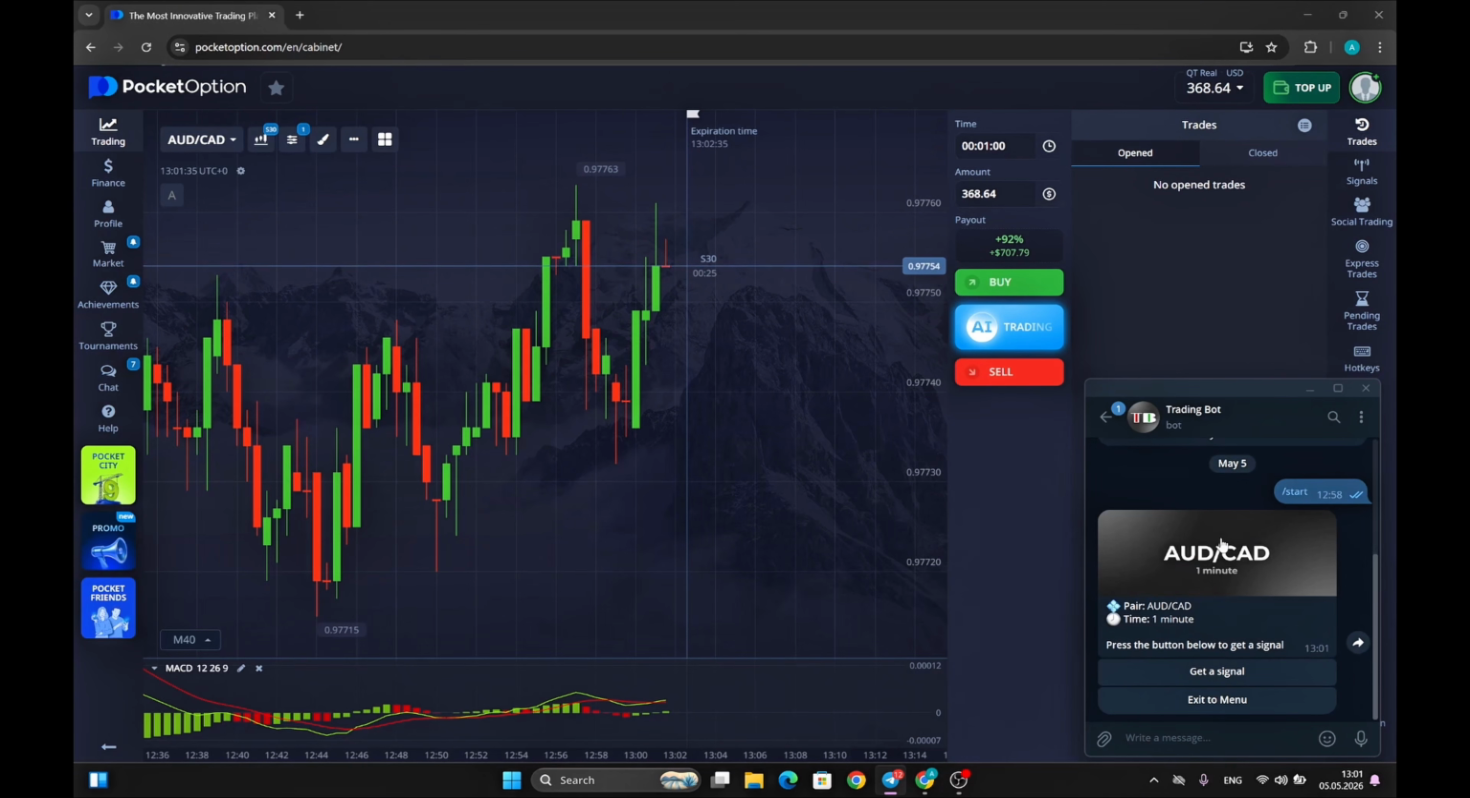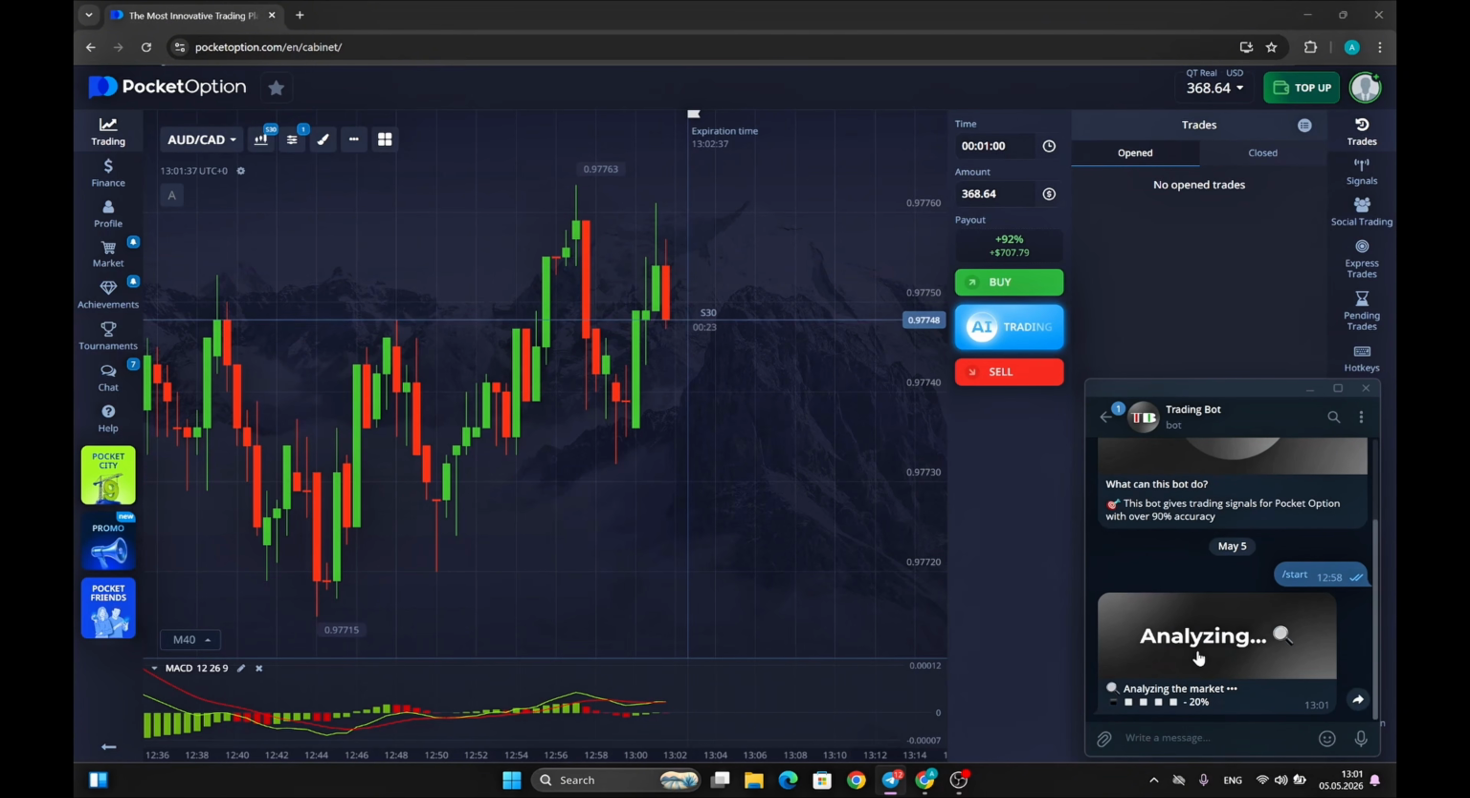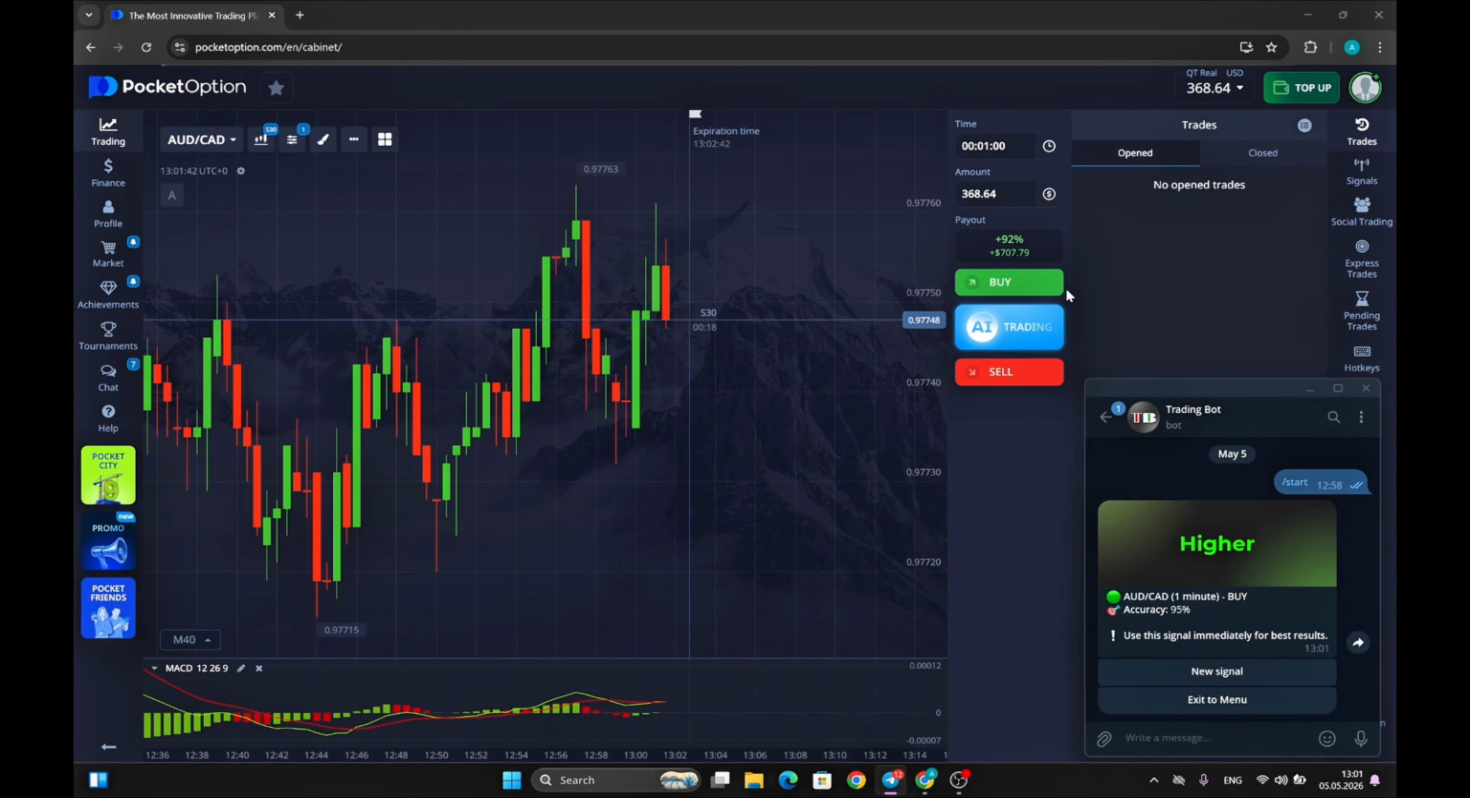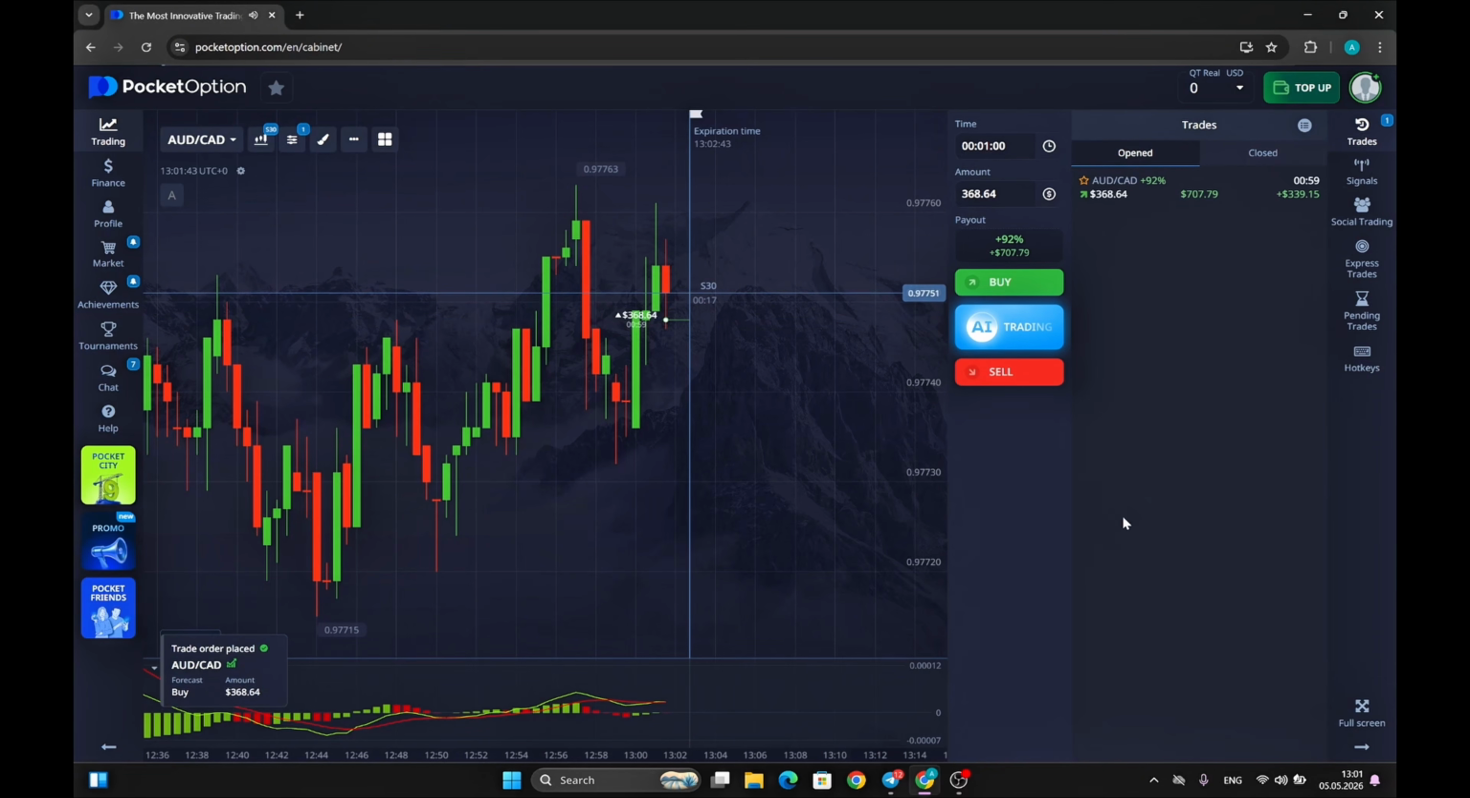However, markets change over time, and strategies that worked in the past may need adjustments. Because of this, it's always a good idea to monitor the bot's performance and not rely on it blindly.